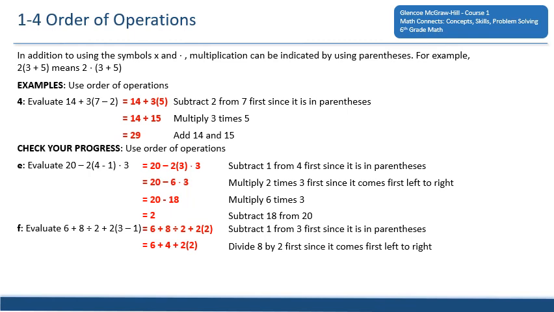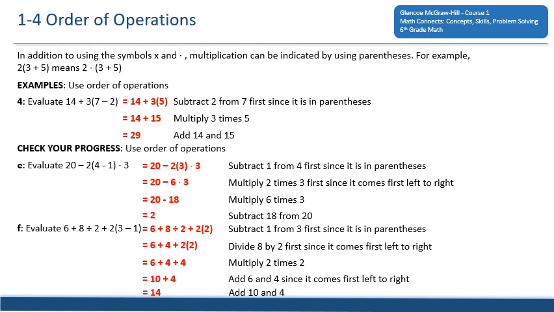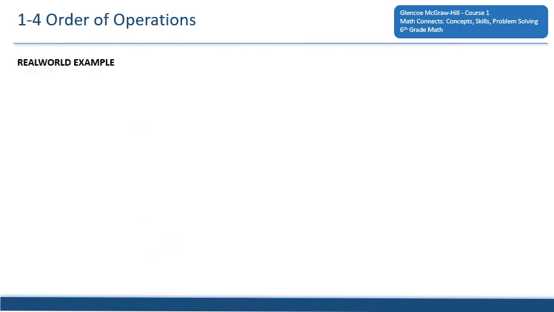So 6 plus 4 plus 2(2), or 6 plus 4 plus 2 times 2. So we still have another multiplication to do, and that's before the addition. So 6 plus 4 plus 4. And then add 6 and 4 since it comes first left to right. 10 plus 4. Then add 10 and 4, and we have 14.